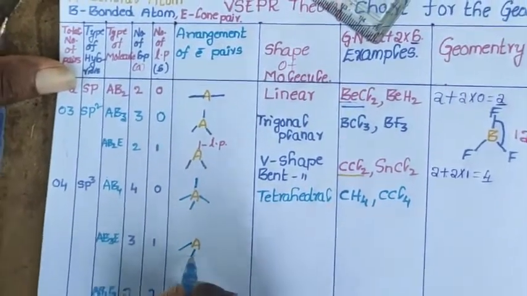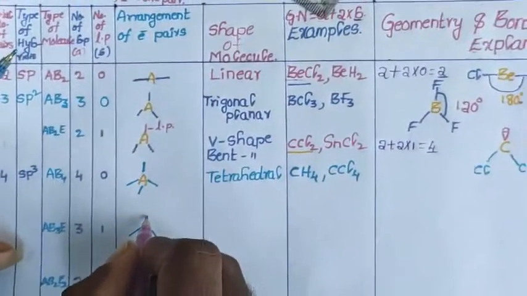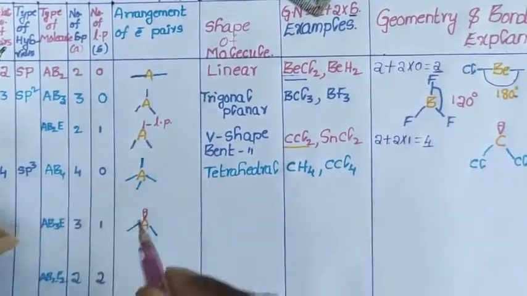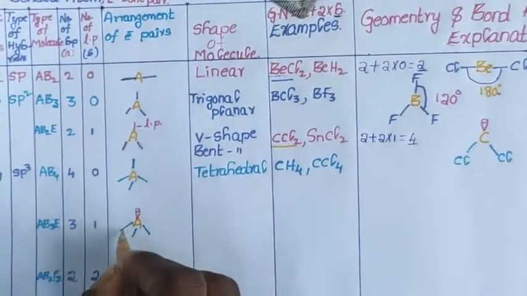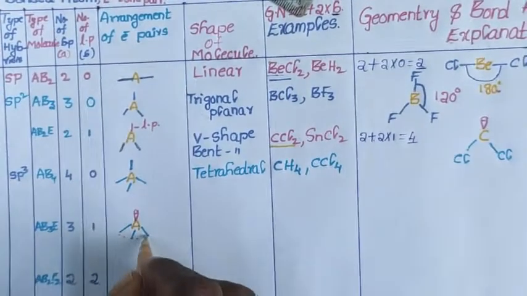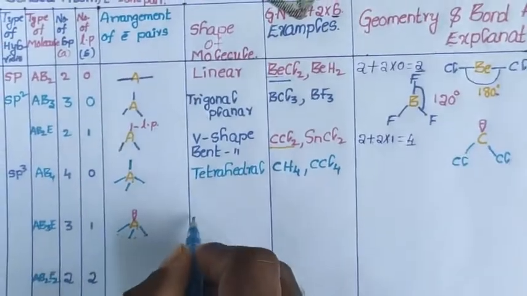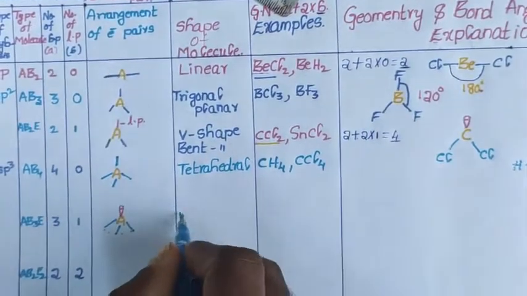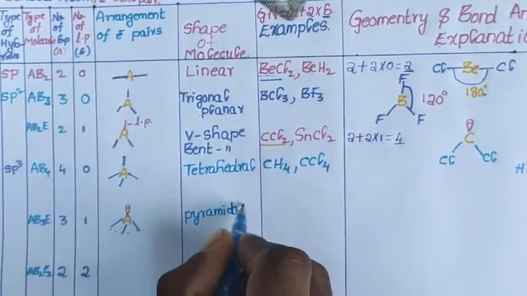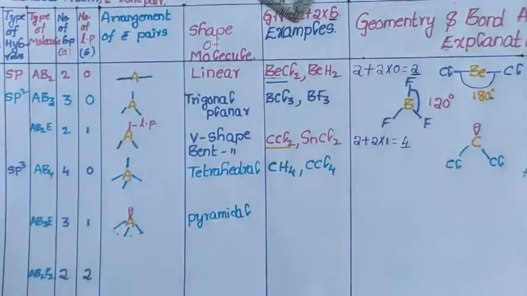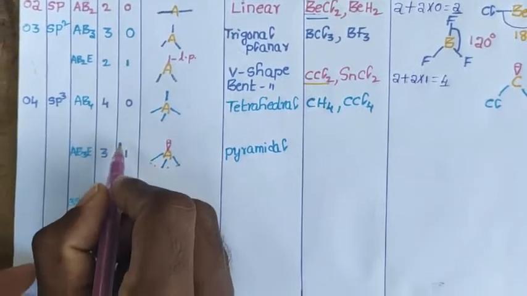So that's why you can write lone pair. This is the lone pair. So imagine the shape is like that. Pyramidal shape. What is the shape? Pyramid. So you can call that one pyramidal shape. So the formula, according to the example: group number 3 plus 2 into 1.